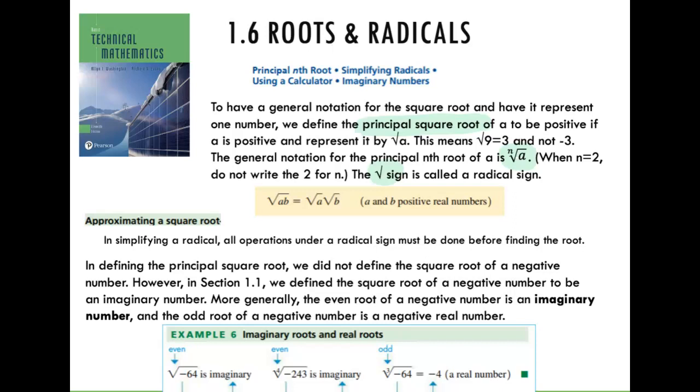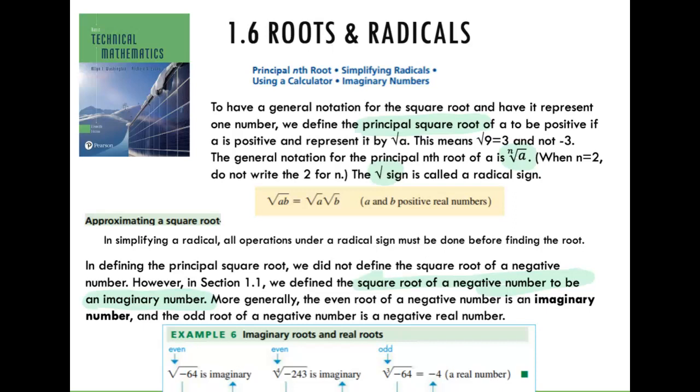Now, we can approximate a square root by using our calculator, by just typing it into the calculator using the square root symbol. However, you know we can't take the square root of a negative number. The square root of a negative number is not in the real number system, it is imaginary. But we can take an odd root of a negative number.